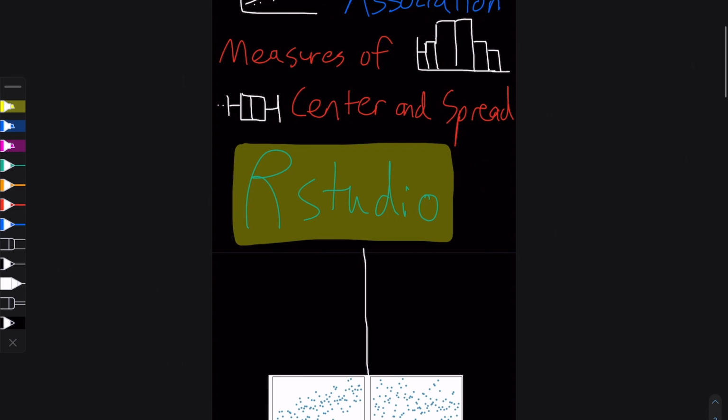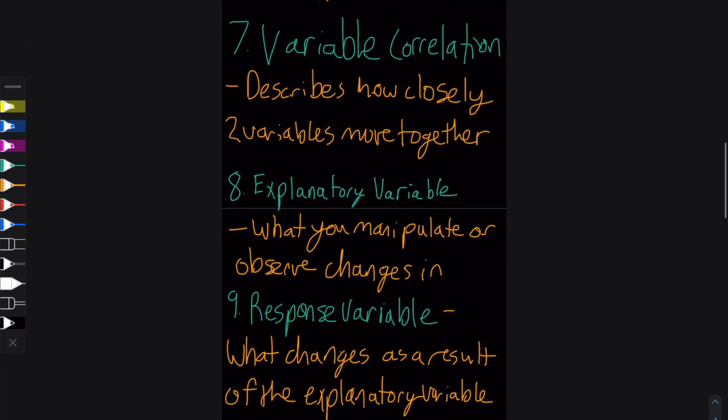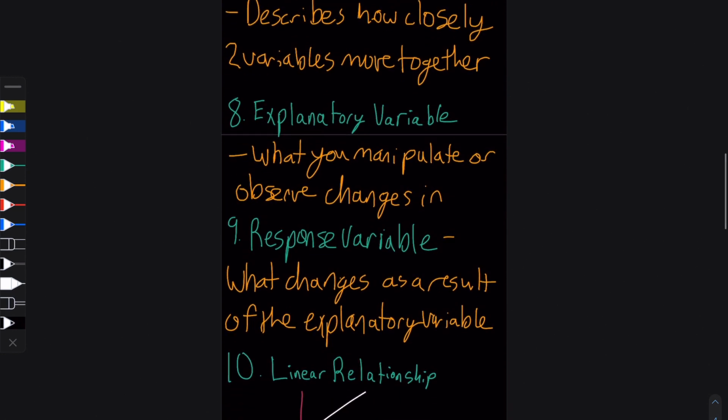Alright, so the first thing we're going to start off with is a couple definitions. And the first one's going to be variable correlation. This describes how closely the two variables move together. So if one variable moves one way, the other one would move very similar to that one if they were correlated. The explanatory variable is what you manipulate or observe changes in. And the response variable is what changes as a result of the explanatory variable. Another way that you can put it is the explanatory variable is the x and the response variable is the y.